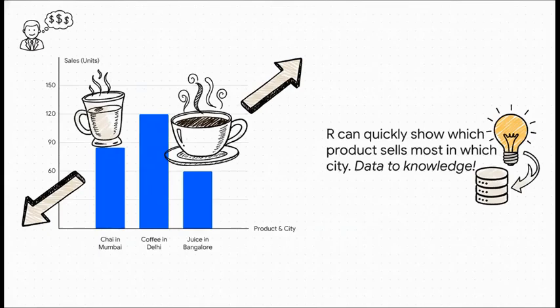And this is a perfect example. Just imagine you are a business owner. With only a few lines of R code, you can take your sales data and create a simple chart just like this one. Instantly, you can see that, okay, coffee is selling very well in Delhi, while chai is the favorite in Mumbai. This is that transformation from data to knowledge happening right in front of you, helping you decide where to focus your marketing.